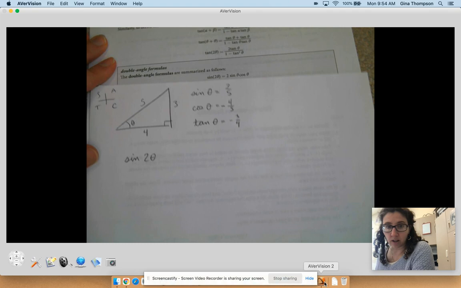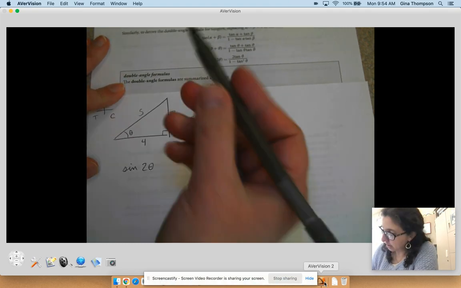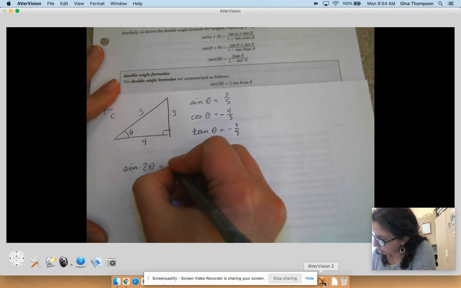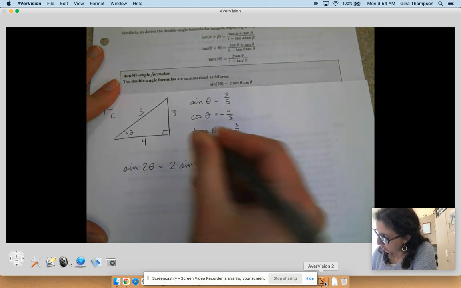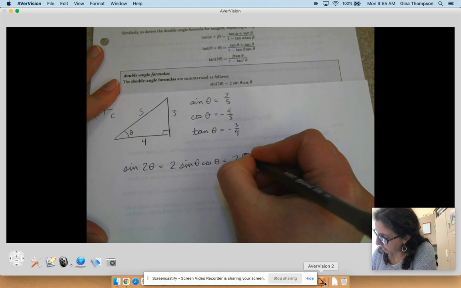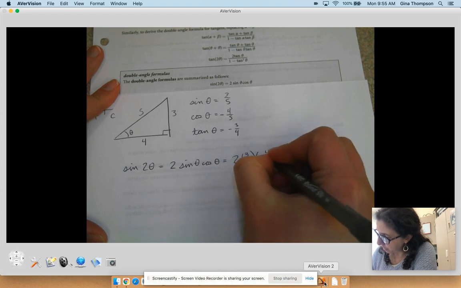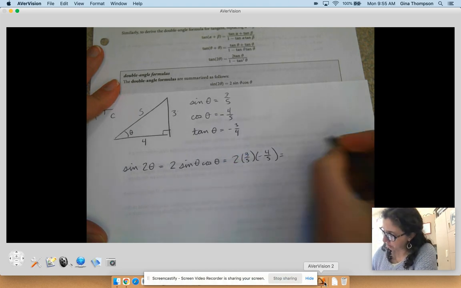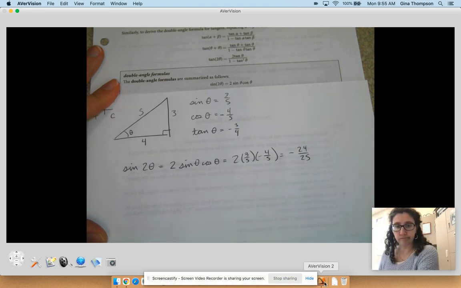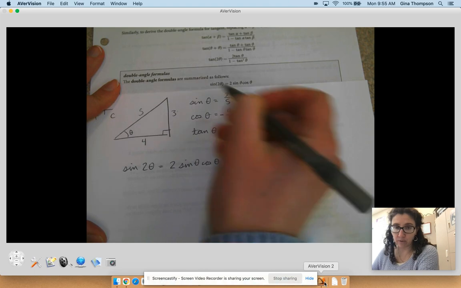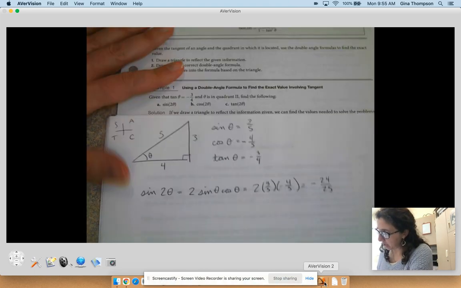Sine of 2 theta is 2 sine of theta cosine of theta. So it's just going to be 2 times 3/5 times negative 4/5. So I don't know, what is this? Negative 24/25. Not too tough, especially if we write it out at the first. Helps us not make mistakes.